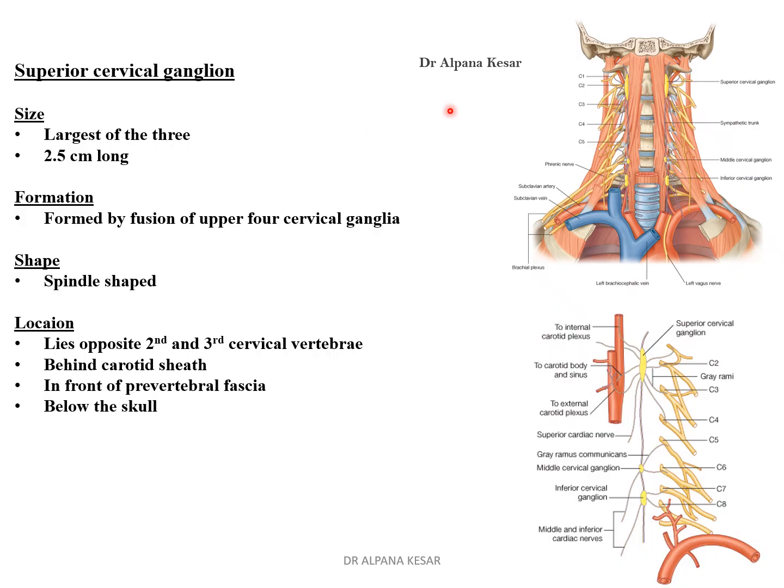Superior cervical ganglia. This is the superior cervical ganglia, which is the largest of the 3 cervical ganglia. It is formed by the fusion of the upper 4 cervical ganglia, that is first, second, third, and fourth cervical ganglia, fused to form the upper cervical ganglia or the superior cervical ganglia. It is spindle shaped and lies opposite the second and the third cervical vertebra. It is present behind the carotid sheath and in front of the prevertebral fascia, just below the skull.